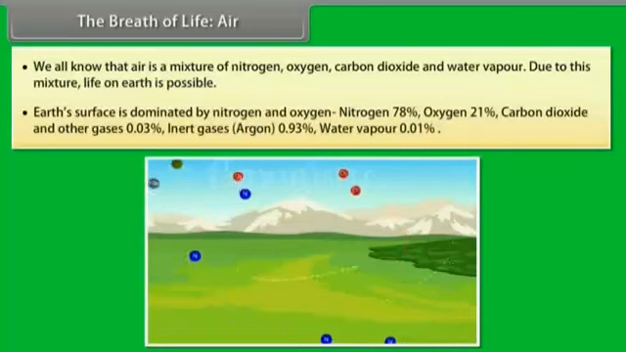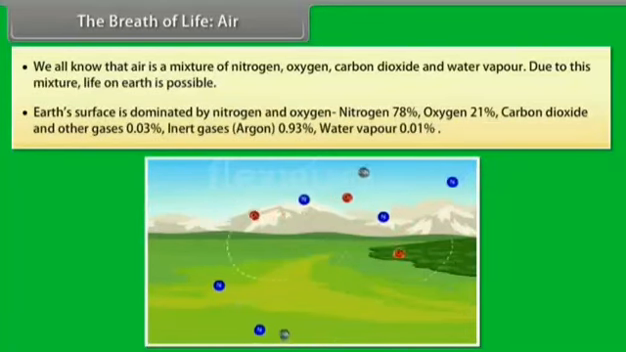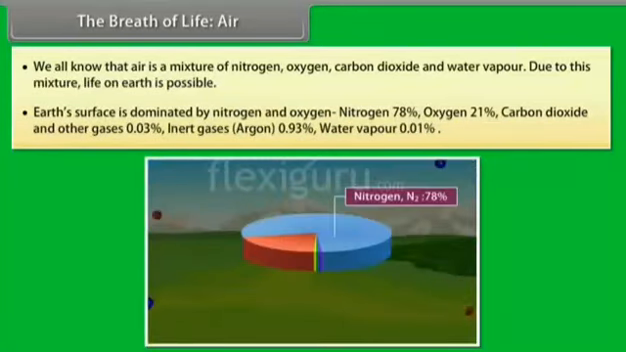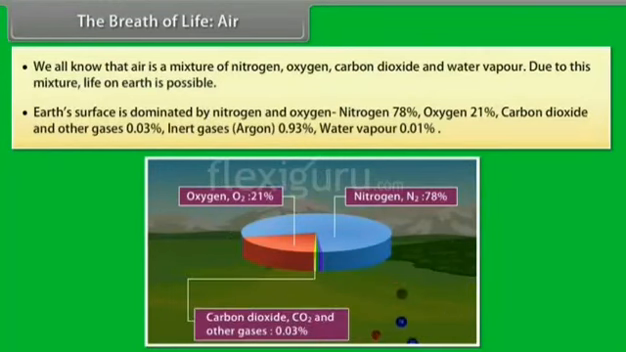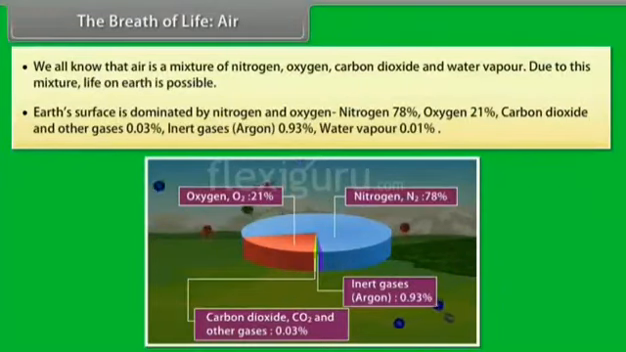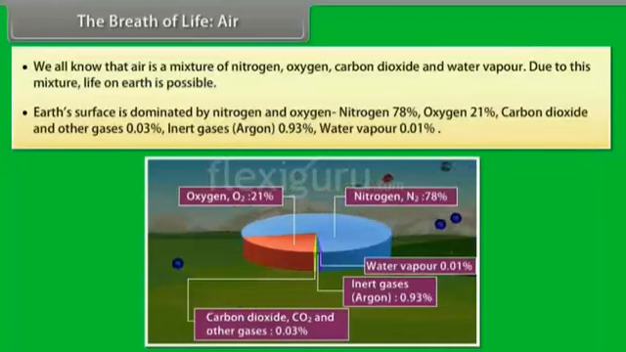Earth's surface is dominated by nitrogen and oxygen. Nitrogen 78%, oxygen 21%. Carbon dioxide and other gases 0.03%. Inert gases, argon 0.93%. Water vapor 0.01%.